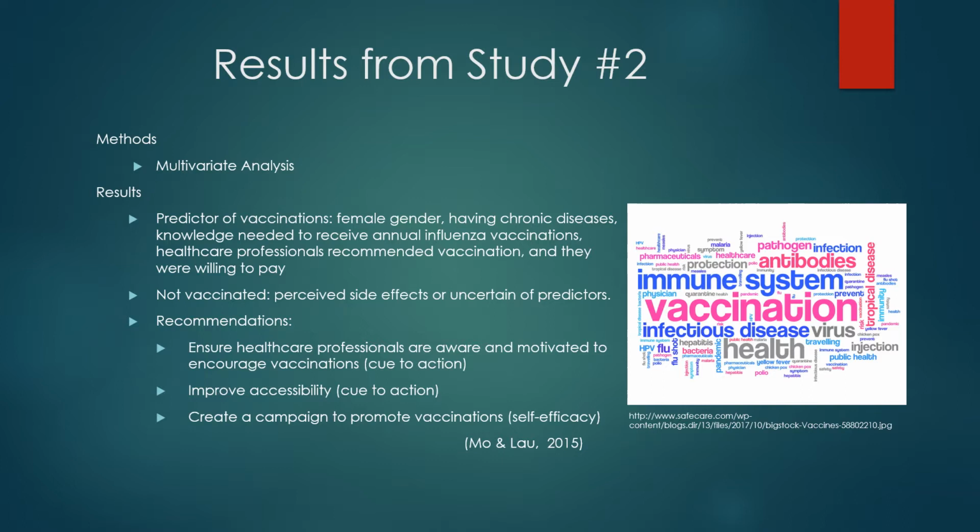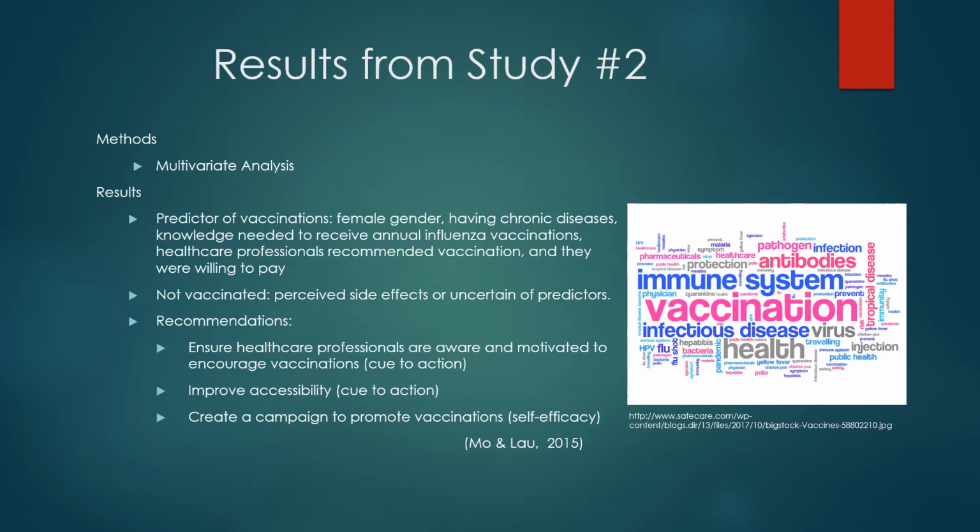So here are the results from that study. First, the method that they used was a multivariate analysis. And the results found that there were several predictors of vaccinations, which included the female gender, having chronic diseases, knowledge needed to receive annual influenza vaccination, healthcare professional recommended vaccinations, and that the individual themselves were willing to pay whatever it cost in order to be vaccinated.